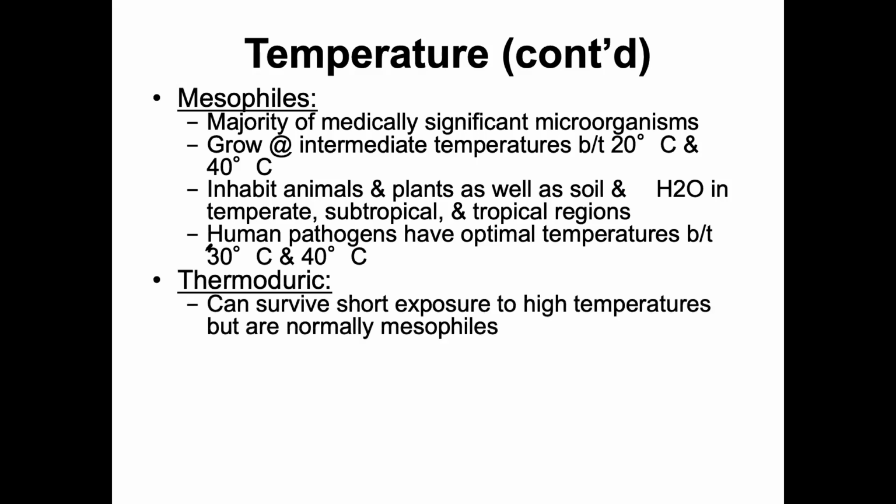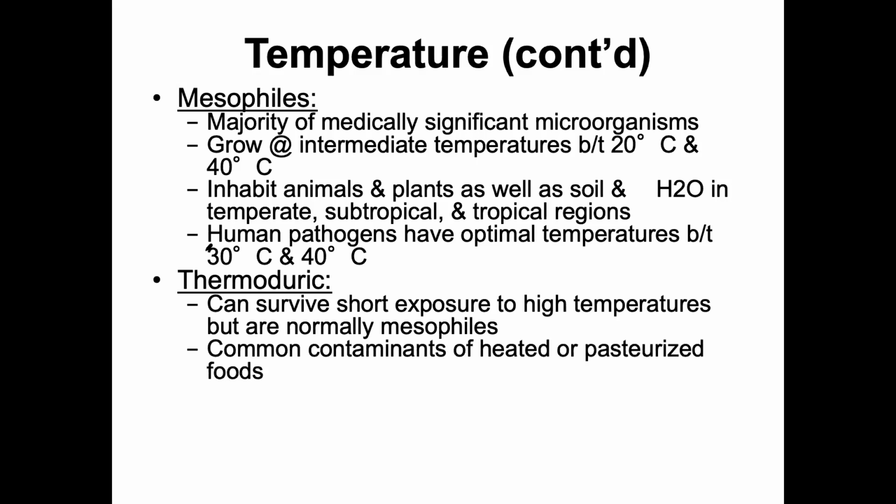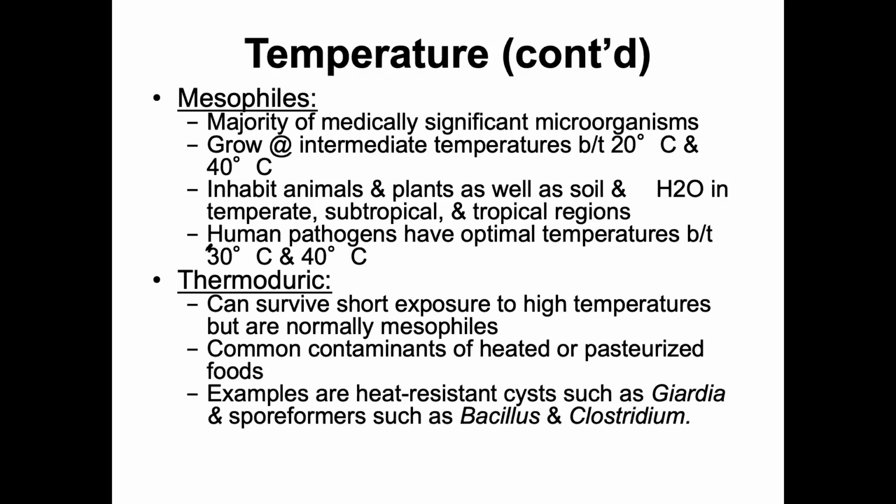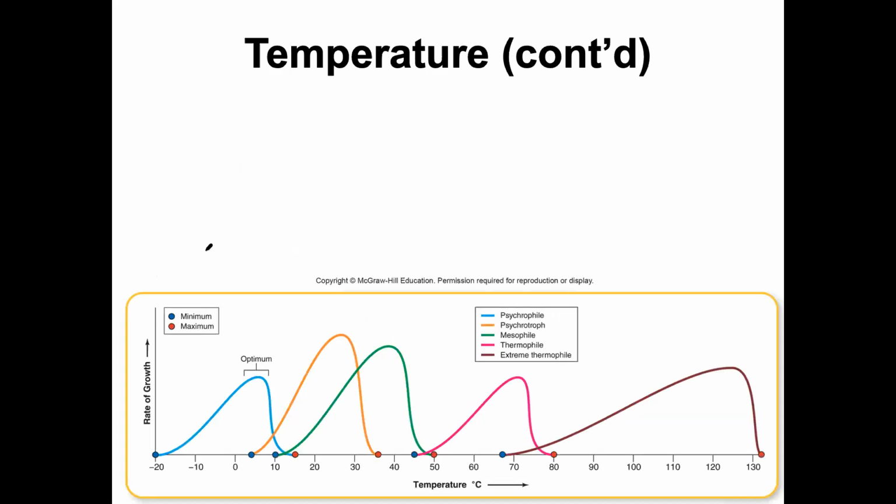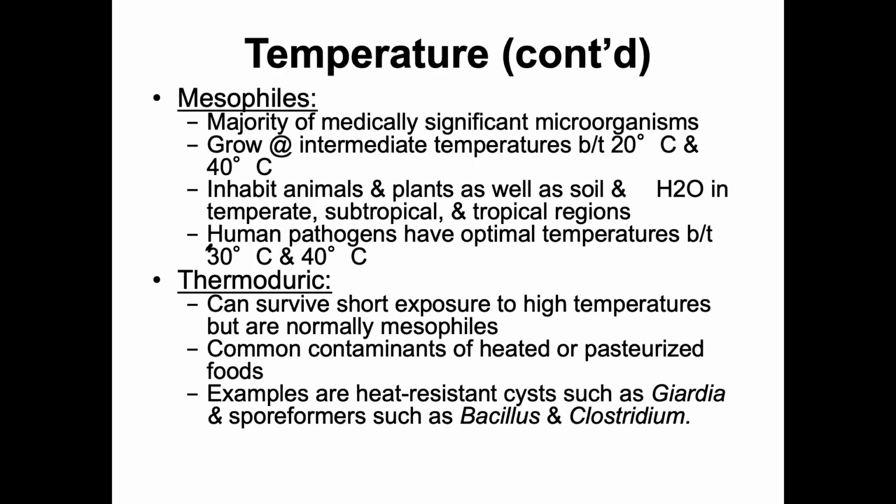Thermoduric bacteria can survive short exposure to high temperatures, but normally grow between 30 and 40. And they are often contaminants of heated or pasteurized food, such as Clostridium botulinum and Bacillus, right? So examples of diseases caused by this: botulism.